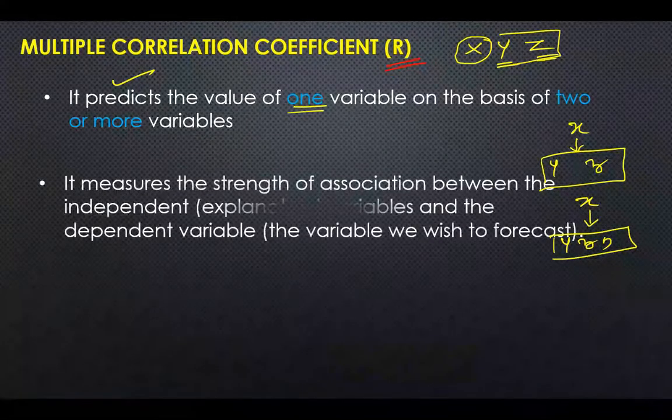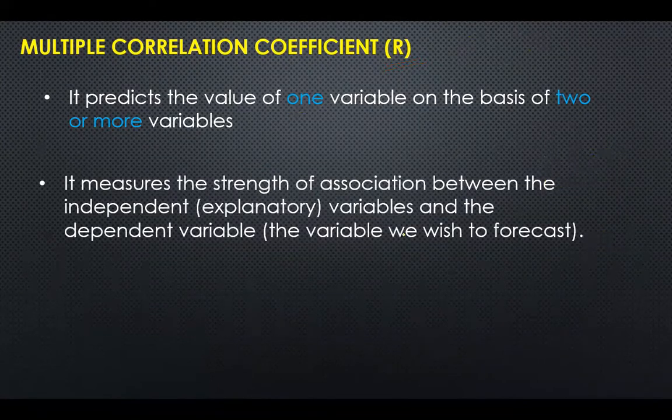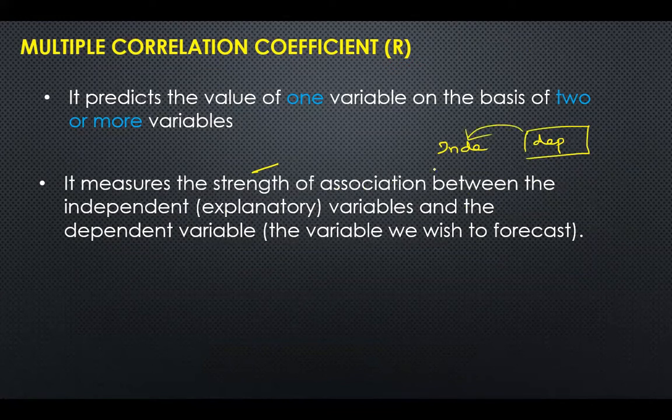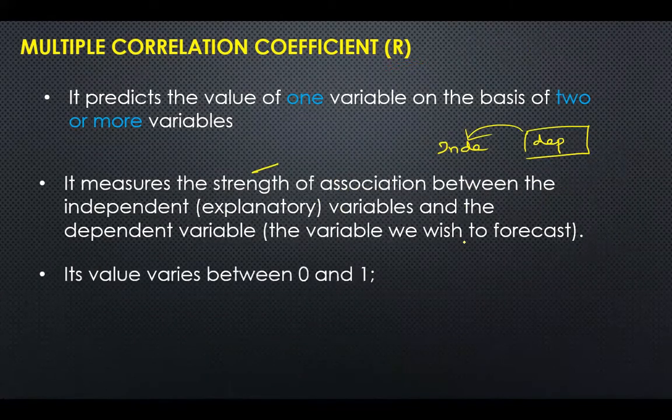Now we'll quickly move on to the other point we want to know. It measures the strength of association between the independent variables and the dependent variable. There will be independent variables as well as one dependent variable. We want to find the dependent variable based on the independent variables. So it is finding the strength of association between the independent and the dependent variable. The value is always between 0 and 1. You have to remember this.